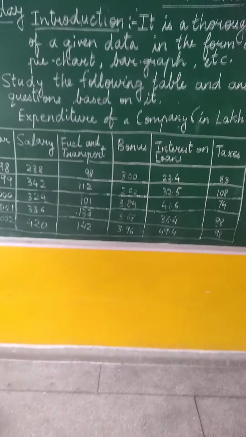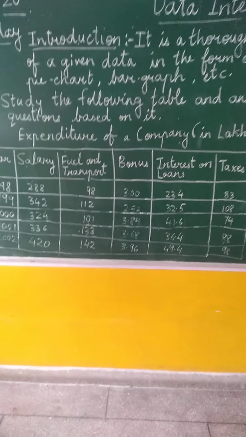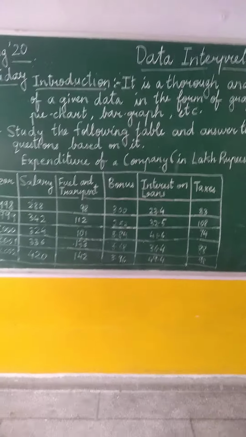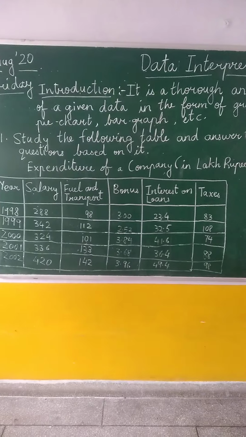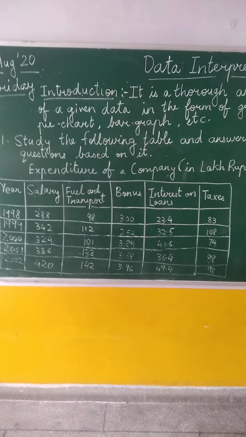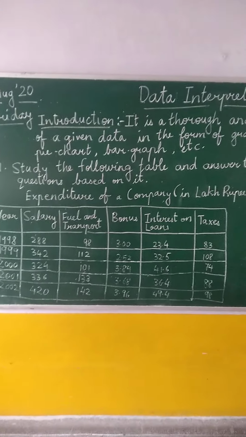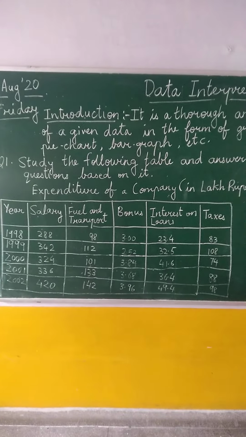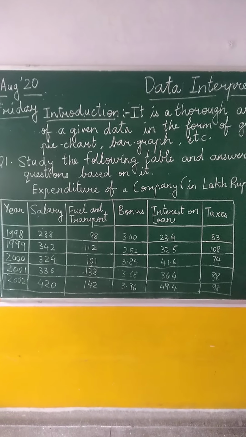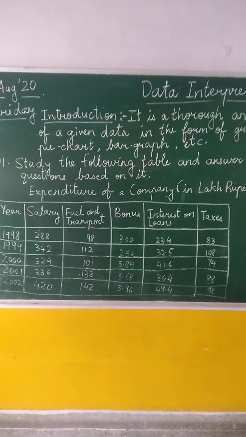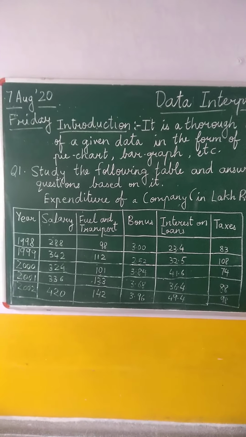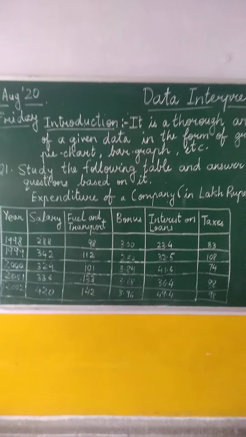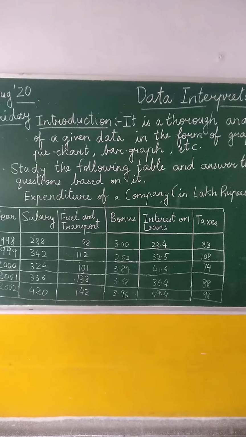Taking this example, this is a table which includes the expenditure of a company and it is in lakh rupees. In this given table, we are given years, salary, fuel and transport, bonus, interest on loans and taxes. So what is this information about? This information relates to the expenditure of the company and it is expressed in lakh rupees. We are having different heads, name, salary, fuel and transport, bonus, interest on loan and taxes, and then we have the year wise expenditure of the company.